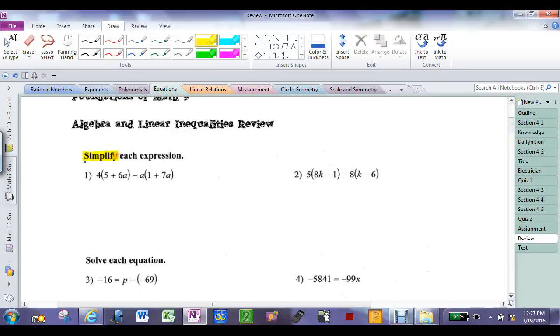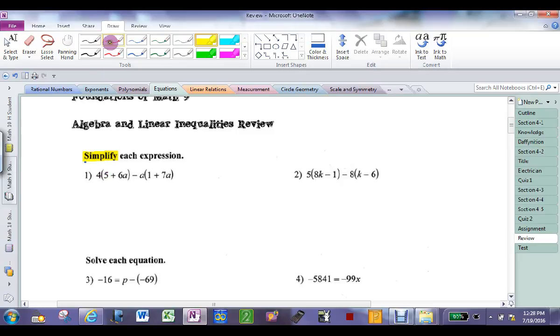Step 1 says simplify. Please be aware that simplifying will never give you an answer. You cannot get an answer to this because there is no equal sign. Simplify just means write it in an easier to read manner.